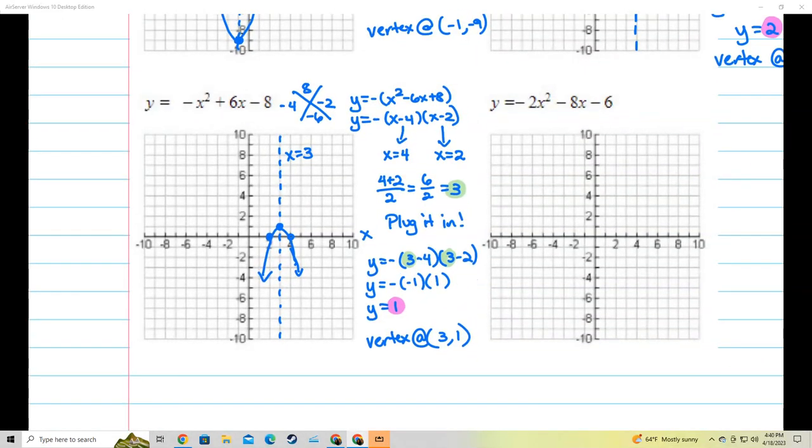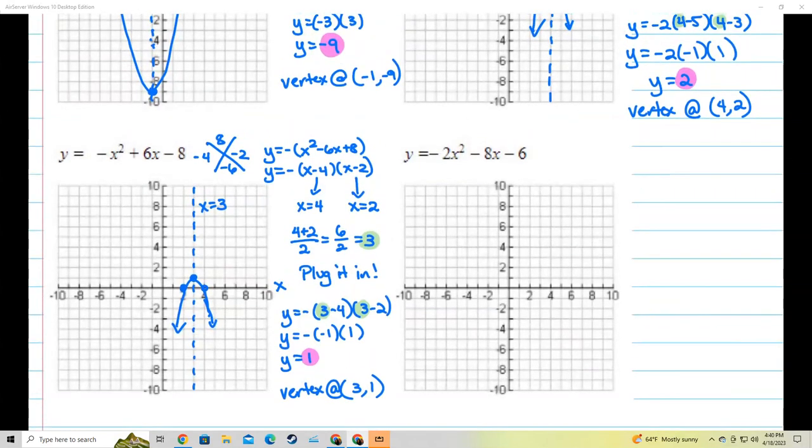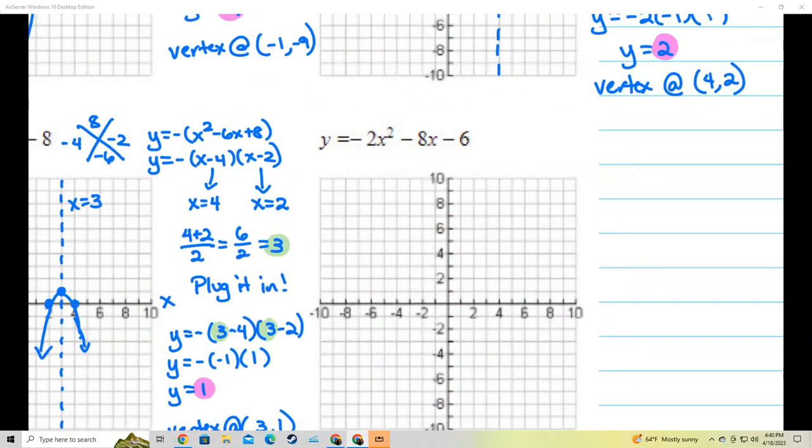All right, we are down to the last one, guys. On the last one, same thing. We need to put it in factored form. Obviously, to put it in factored form, you need to factor it. So first step in factoring, always, always, always, is factor out the GCF. My GCF in this case seems to be a -2, so let me factor that out. It's going to be y is equal to -2 parentheses. How do I get this back? I get this back with an x squared, a plus 4x, and a plus 3.